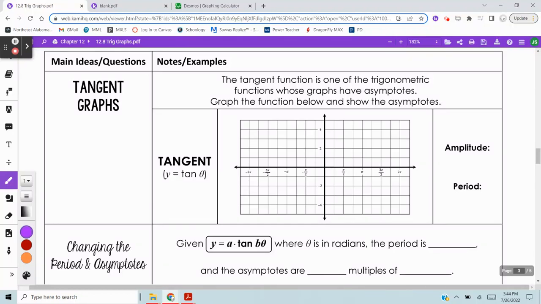Okay, next up we're going to be talking about tangent graphs. And tangent graphs are a little bit easier to deal with, and you'll see why shortly. The tangent function is one of the trigonometric functions whose graph has asymptote lines. And if you don't remember what an asymptote line is, it's a line that a graph gets closer and closer and closer to, but never crosses.